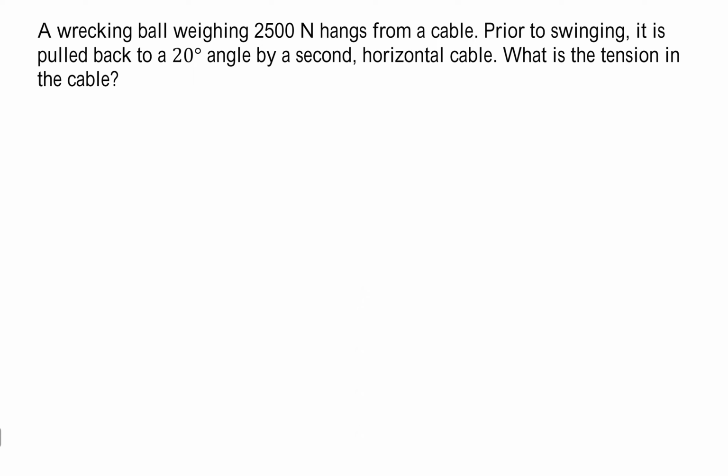We have a wrecking ball hanging from a cable. You should be able to visualize that. It weighs 2,500 newtons hanging from that cable. Prior to swinging, it is pulled back to a 20-degree angle by a second horizontal cable. What is the tension in the cable, it says. Now, there probably is a bit of a typo here. It should say in that cable or the second cable or something like that. But the intention here is that second horizontal cable, the cable that we're trying to find the tension for, okay?